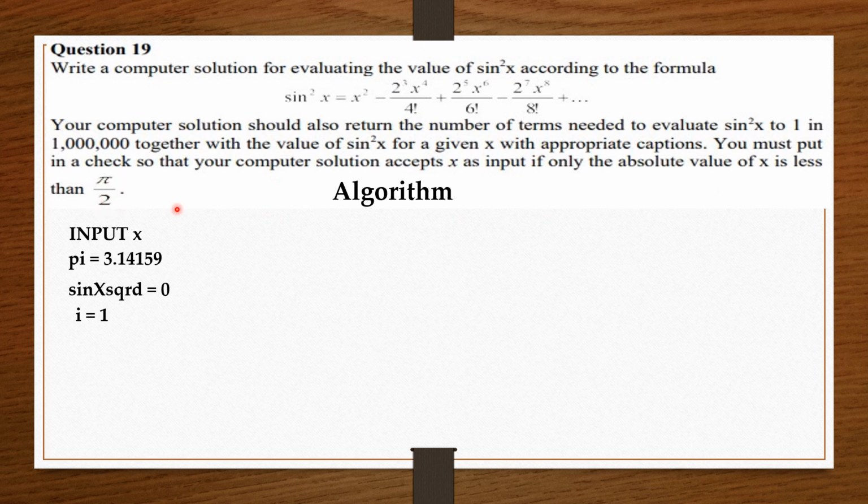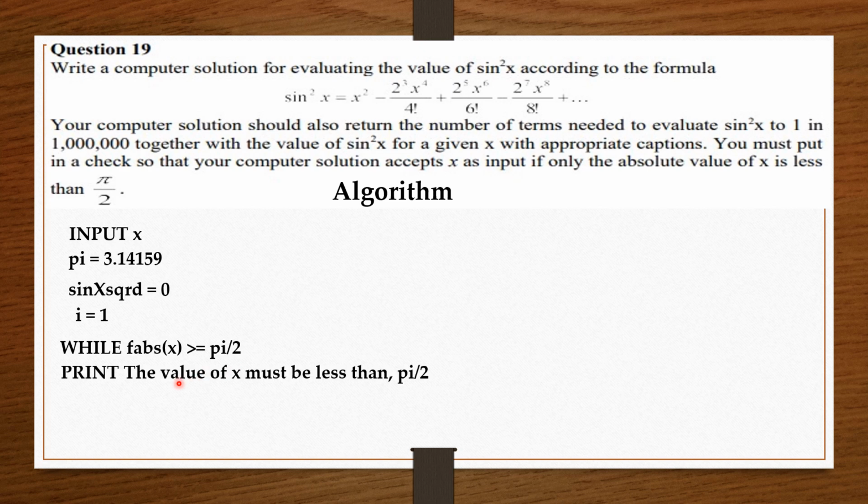So we say while the floating absolute value of x is greater than or equal to pi over 2, print the value of x must be less than pi on 2, input x, and end while. So this loop will continue to run until the user inputs a value of x that is less than pi on 2. So to keep giving the user the opportunity to input x in radians that is less than pi on 2. Now let's go to the critical part.